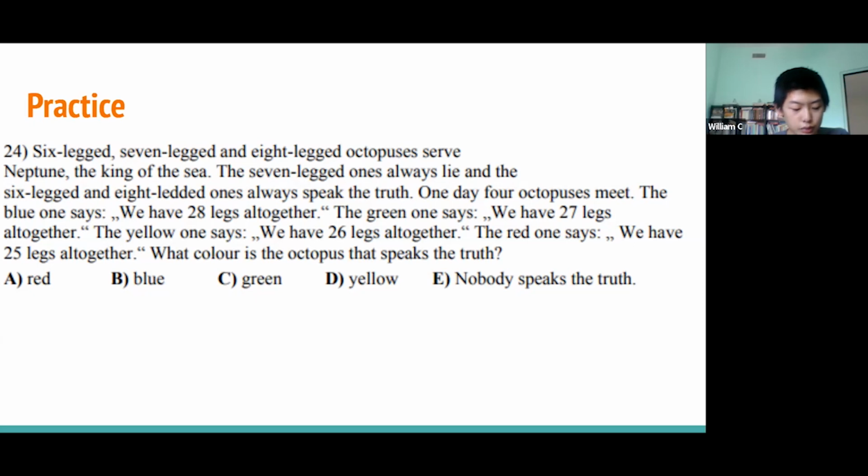The blue one says, "You have 28 legs altogether." The green one says, "You have 27 legs altogether." The yellow one says, "You have 26 legs altogether." And the red one says, "You have 25 legs altogether." What color is the octopus that speaks the truth?